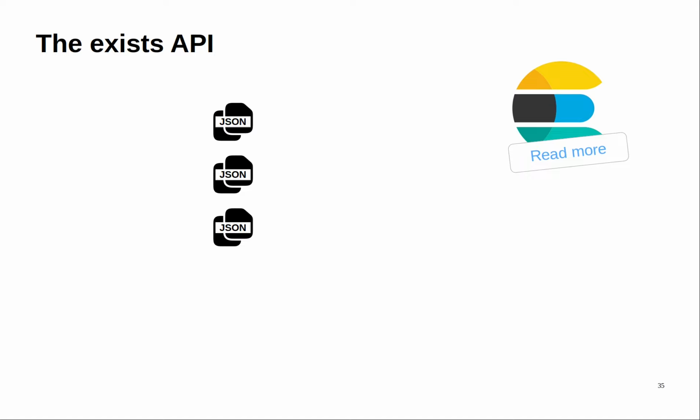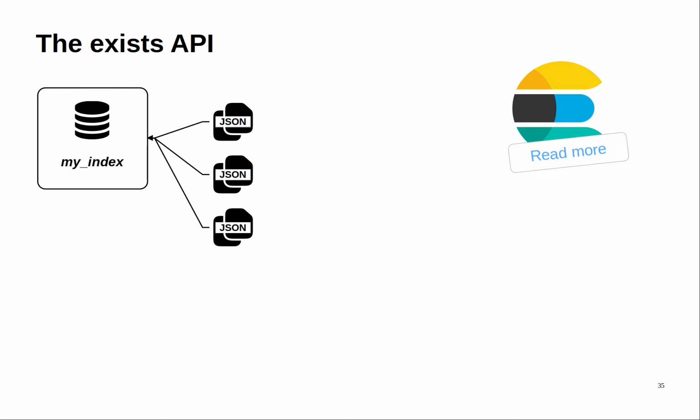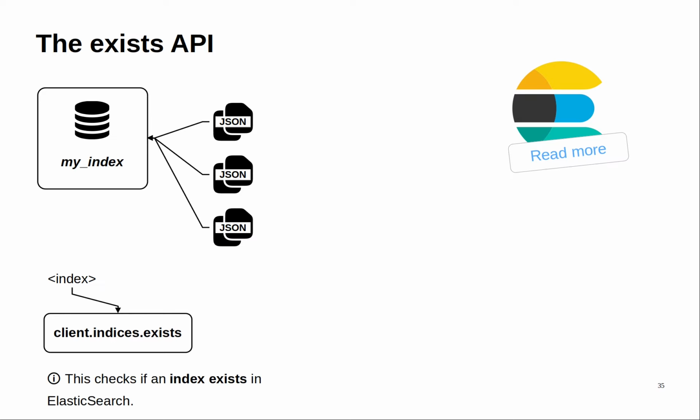Let's say that we have three documents. We are going to insert them in this my index. Here, if you want to check if the index exists, you need to use this. So you take client, then you take indices, and you use the exists method inside that module. This one takes in an index and it checks if it exists or not.